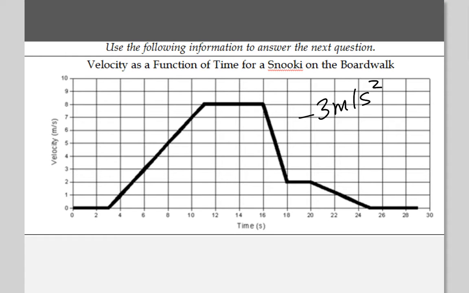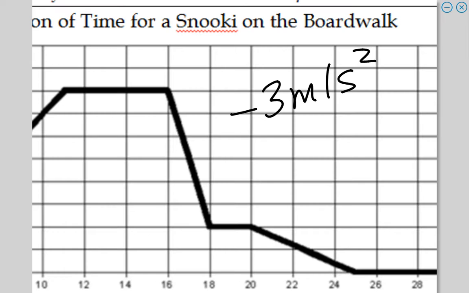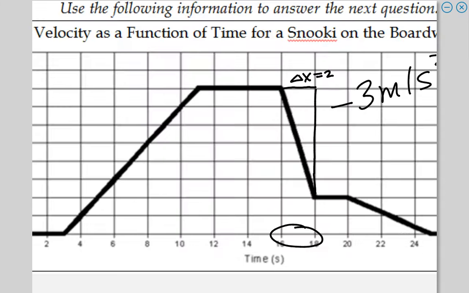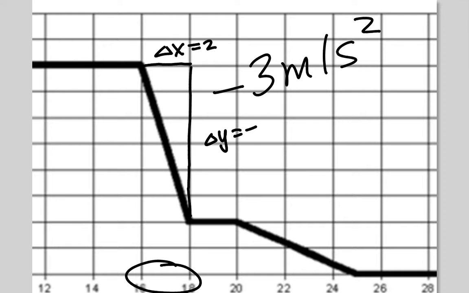Okay, so you've calculated negative 3 meters per second squared. Now making sense of what that even means. Maria. You go over one increment. One increment is worth 2. So that's a change in x, which is 2. 1, 2, 3, 4, 5, 6 down. Each increment is worth 1. So delta y is negative 6. 6 divided by 2, 3. You okay with that? Okay.